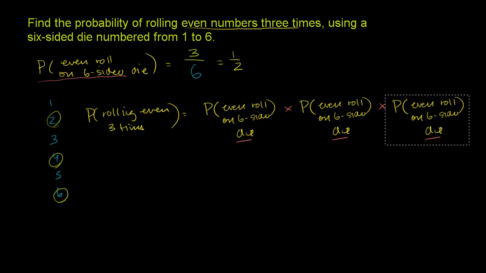They're independent events. So this is going to be equal to 1/2, that's the same 1/2 right there, times 1/2 times 1/2, which is equal to 1 over 8. There's a 1 in 8 possibility that you roll even numbers on all 3 rolls, on this roll, and that roll.